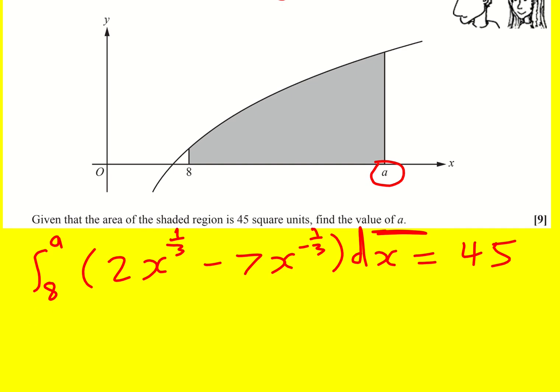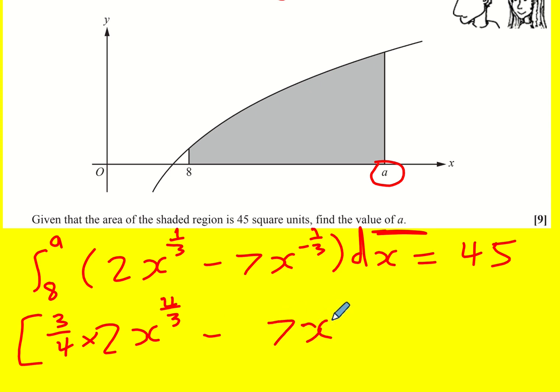So what am I now going to do? I am going to put square brackets, and then I've got my 2x to the third, but I'm going to raise the power by 1. This becomes 4 over 3. And I divide by 4 over 3, which is the same as timesing by 3 over 4. I'm going to do as much as I can without a calculator here. Similarly, for the second one, I'm going to raise the power by 1. That's going to give me 2 over 3. I'm going to divide by 2 over 3, which is the same as timesing by 3 over 2. And I've integrated this function and I'm evaluating it between 8 and a again.